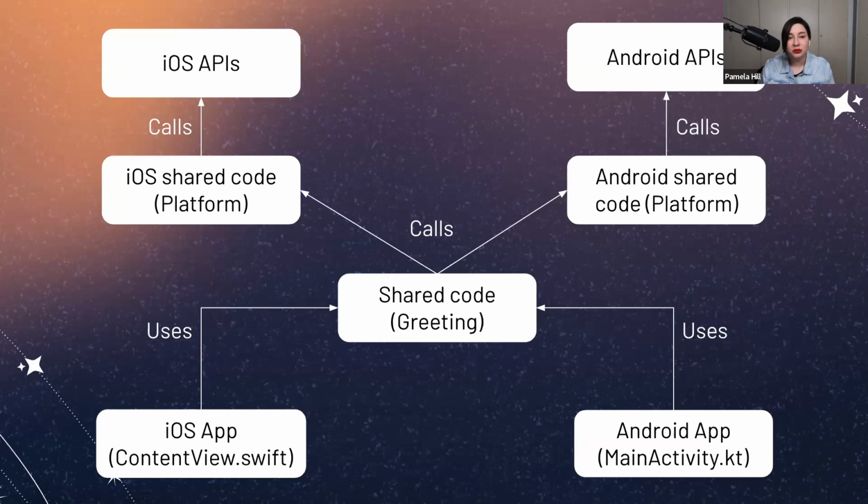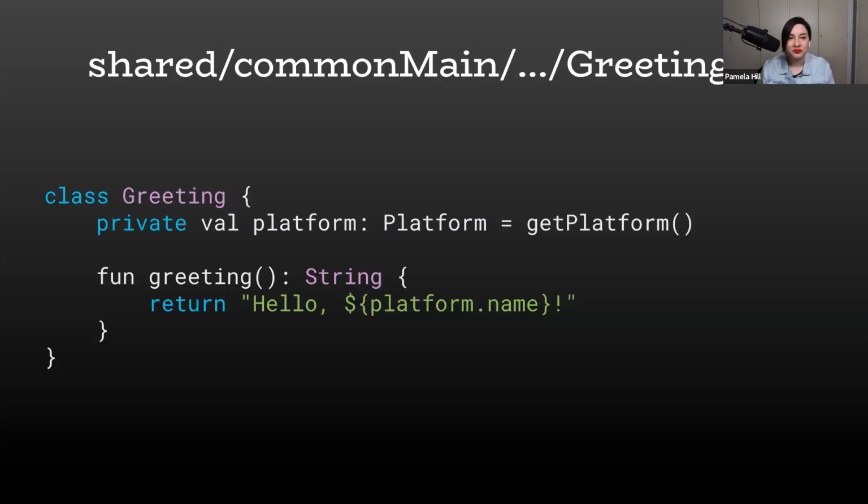And this is kind of how it all fits together. The shared code is in the greeting file. On the iOS side, on the left-hand side, the iOS app uses that shared code. And the shared code makes use of the platform class to access the iOS APIs to get the system name and version. On the Android side, on the right-hand side, the main activity uses the shared code, and that shared code makes use of the platform class to access the Android APIs to get the SDK version from the Android device. But let's have a look at the code.